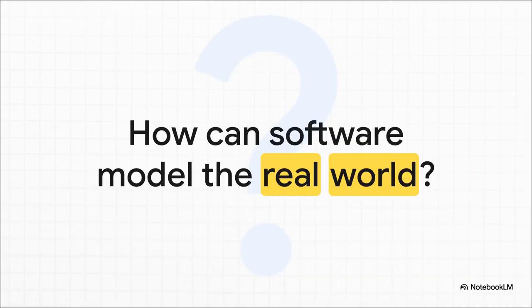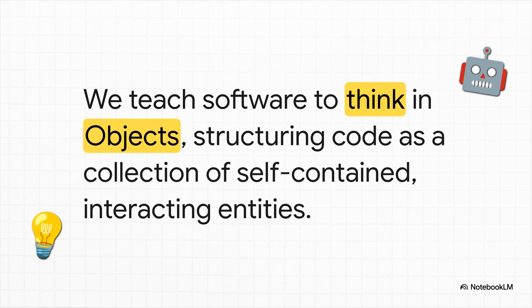So think about it for a second. Our world is full of complicated stuff. Cars, bank accounts, people. But at its core, software only really gets data and logic. So how do we bridge that gap? How can we teach a program to understand a vending machine or a person in a way that actually makes sense? And the answer, which was pretty revolutionary, is this. We teach software to think in objects.